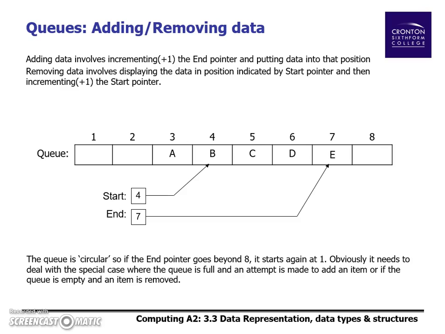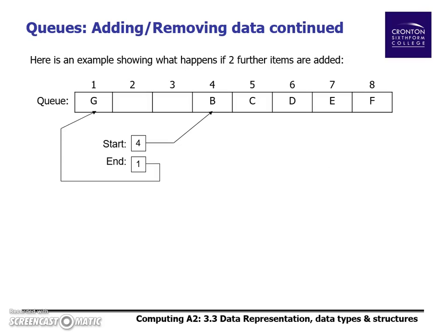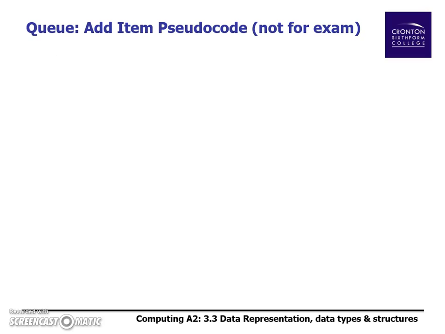The queue is circular, so if the end pointer goes beyond 8, it then starts again at 1. Obviously, it needs to deal with a special case where the queue is full and an attempt is made to add an item to the queue, or if the queue is empty and an item is removed. Okay, so again, that's just what's happening if we get up to 8. So we start at 4 and we end at position 1. Okay, you don't need to know this for the exam, but it's quite useful to be aware of.